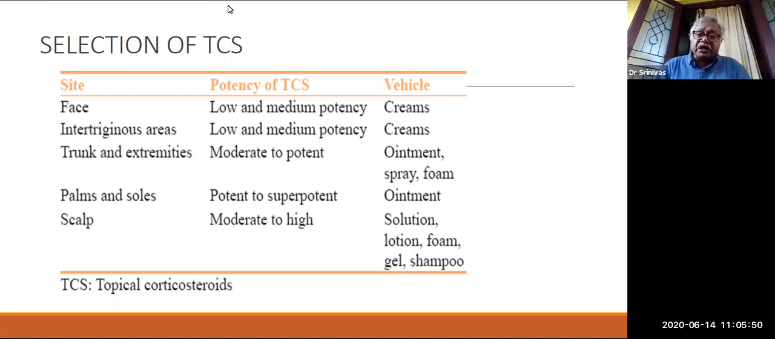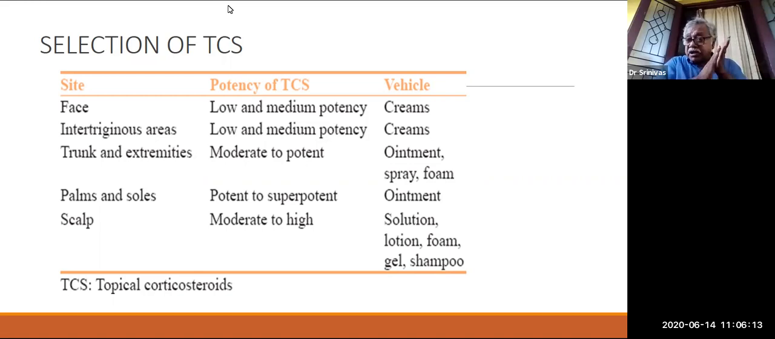And then, of course, it is a question of which area you apply it to. The skin over the face, the skin over the eyelid, the skin over the scrotum is thin. So you apply less potent steroids, because it is going to get absorbed easily and act. Here, if you use a potent one, the unwanted side effects of steroids are more likely to happen.